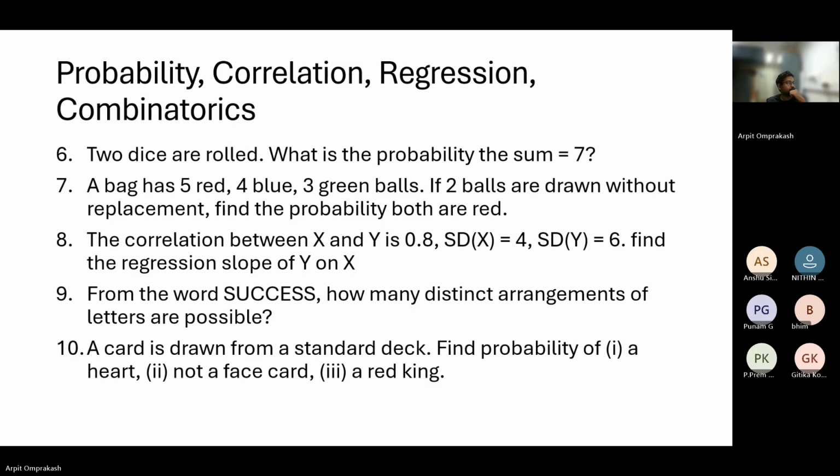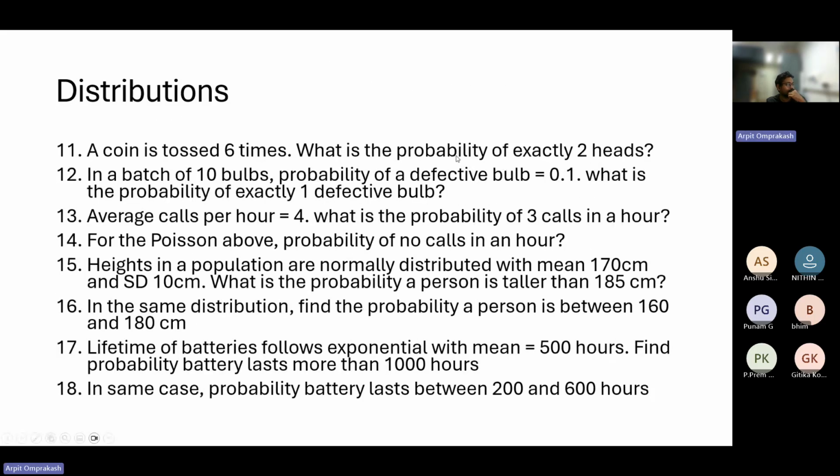Right. So if no one has any doubts on any of these questions, the next set of questions is basically this, where we talk about different distributions and how to solve questions based on them.